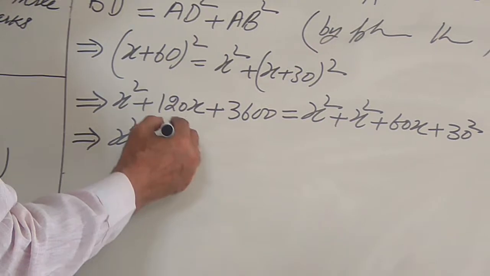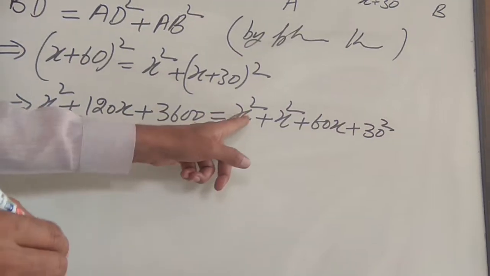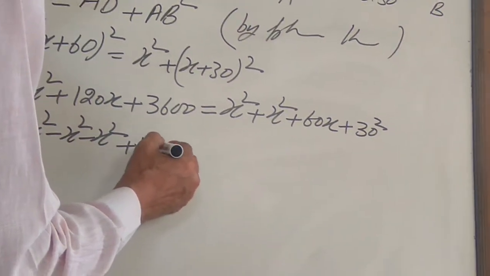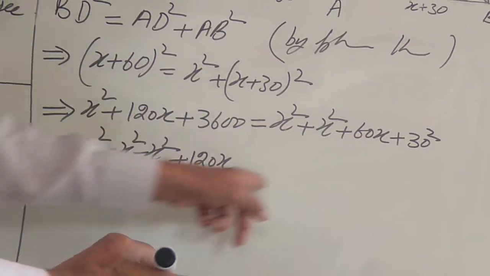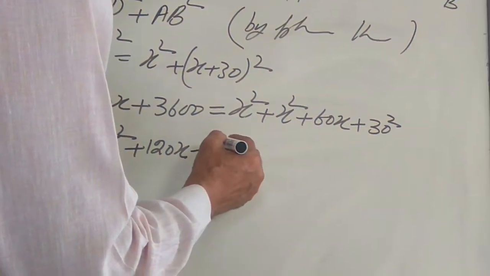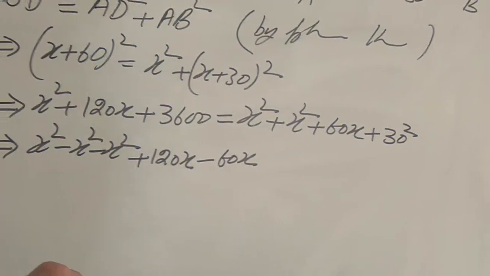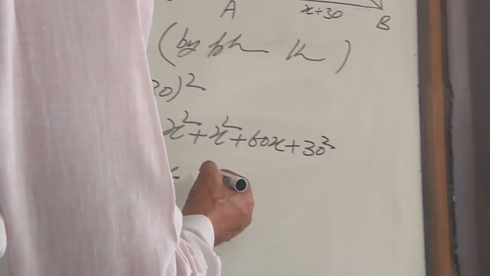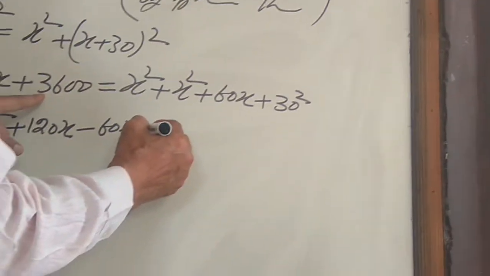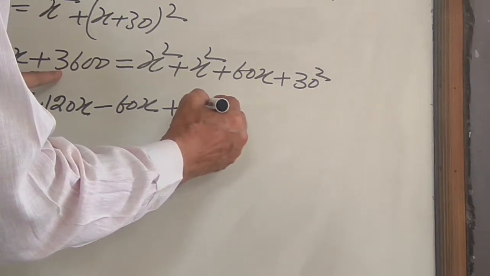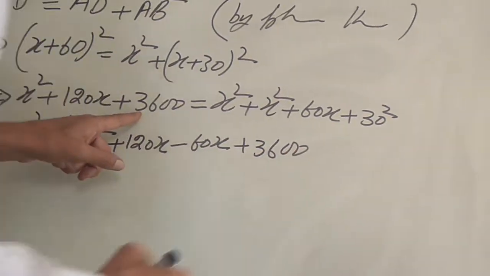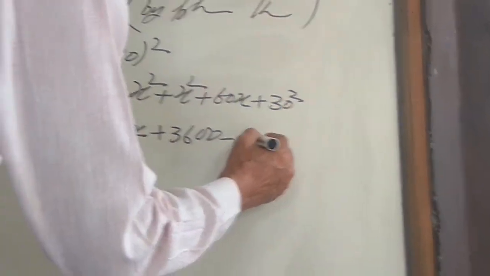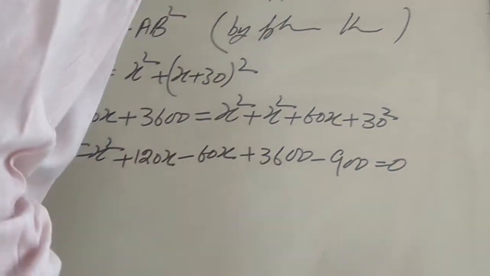This should give us x square minus x square minus x square. We have taken them this side. Plus 120x, and this comes this side, minus 60x. This is already this side. So this gives you 3600 and when you take this side, this will be minus 900 is equal to 0.